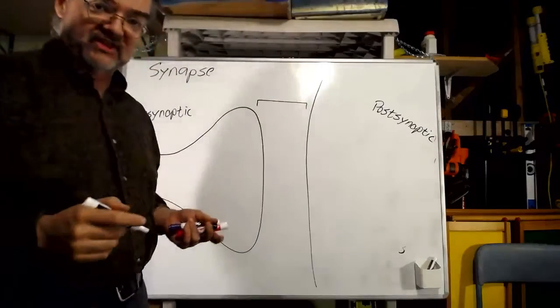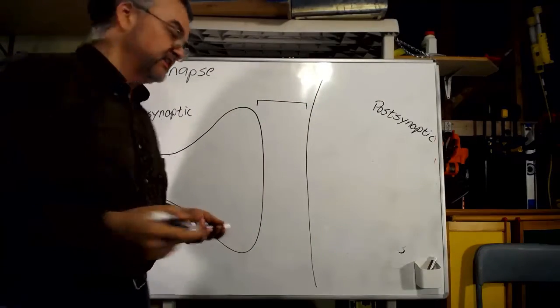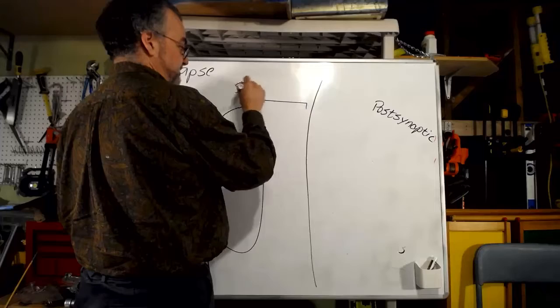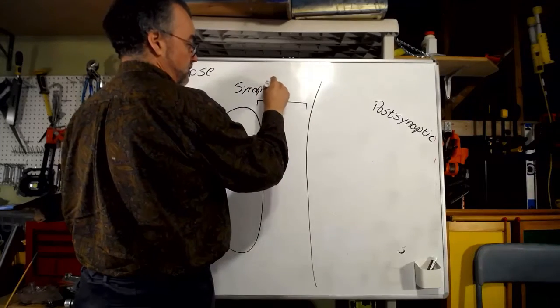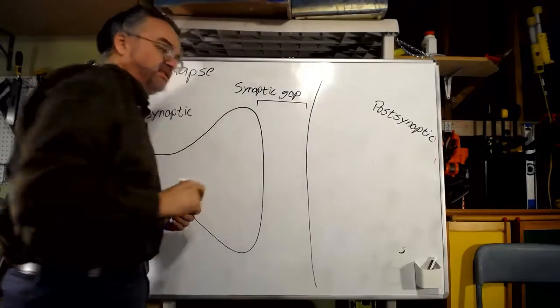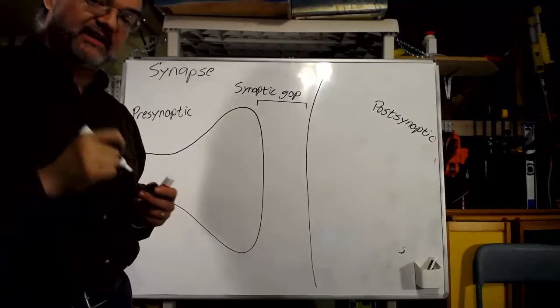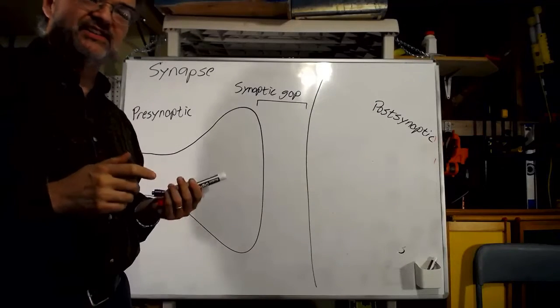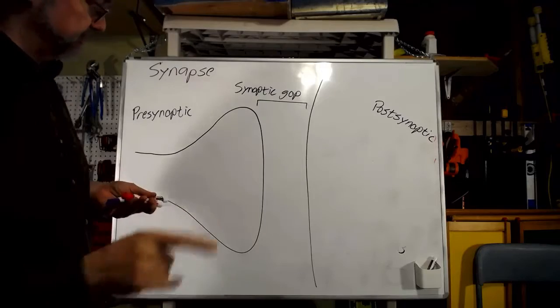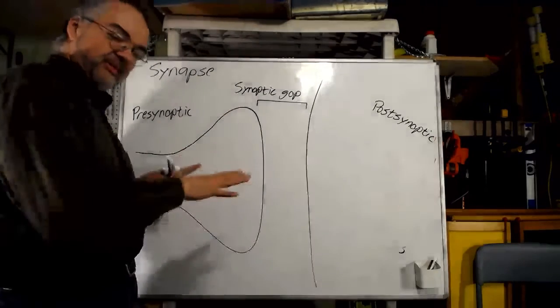There's several names for this. You might hear it called the synaptic cleft. I like synaptic gap. But there's many different names for it. It's very, very narrow. We're talking dozens of nanometers, I believe. I'll have to look it up to be sure. Now, let's talk about how this works.